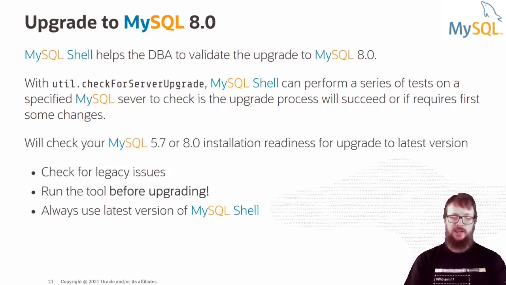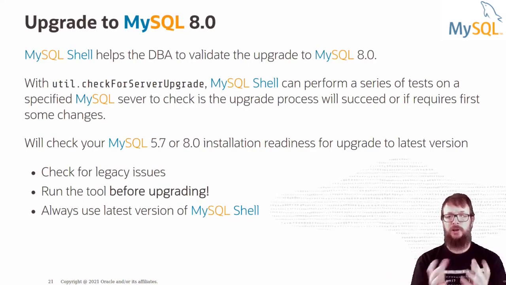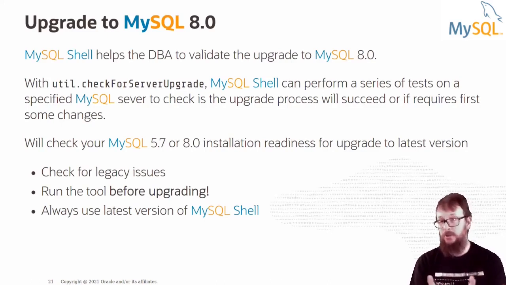So this will check the 5.7 installation, for example, or an earlier 8.0 version, and see how you can upgrade to 8.0. So it will check for legacy issues. Of course, you need to run that before. I've seen people running the check after they upgraded, and then they were not that happy, right? Because if there is an issue, you will know after, and this is not the best solution, right? And like I said, always use the latest version of the shell.